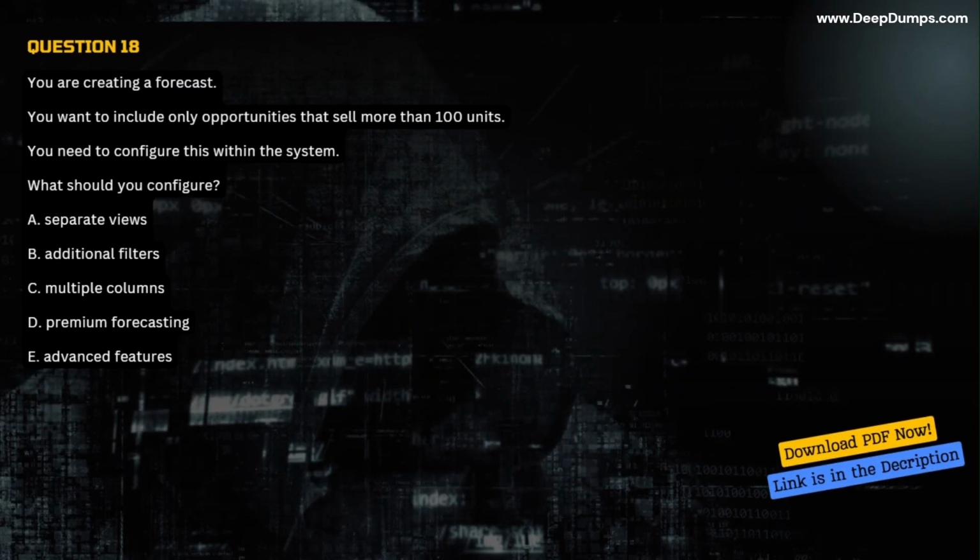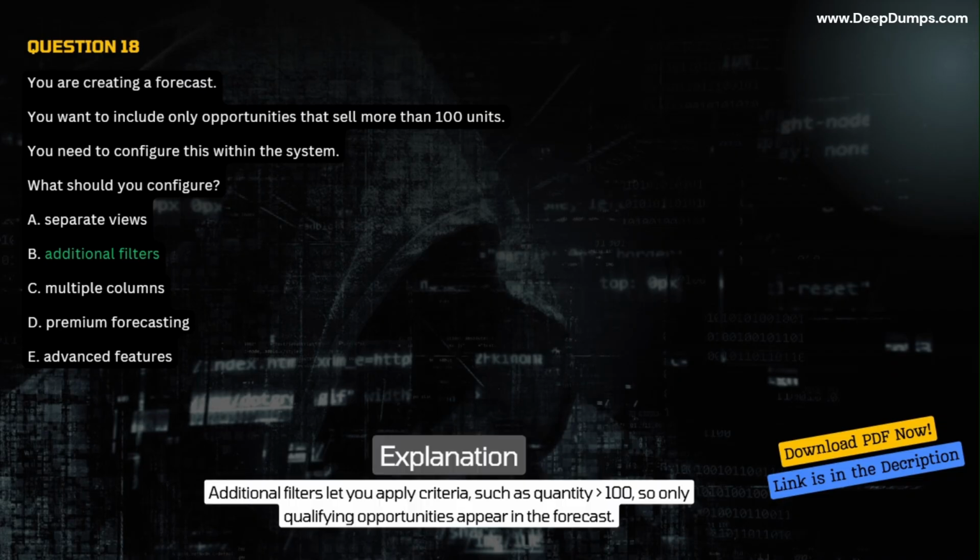Question 18. You are creating a forecast. You want to include only opportunities that sell more than 100 units. You need to configure this within the system. What should you configure? A. Separate views. B. Additional filters. C. Multiple columns. D. Premium forecasting. E. Advanced features. Correct answer B. Additional filters. Explanation. Additional filters let you apply criteria, such as quantity greater than 100, so only qualifying opportunities appear in the forecast.